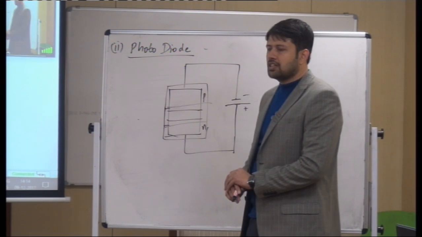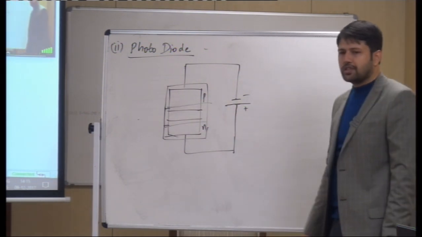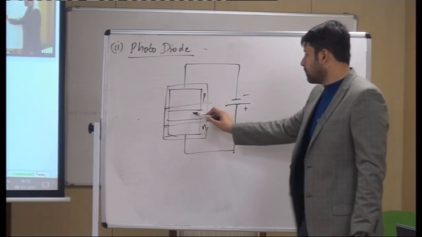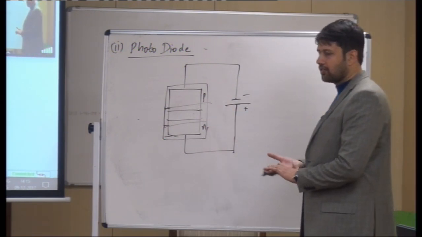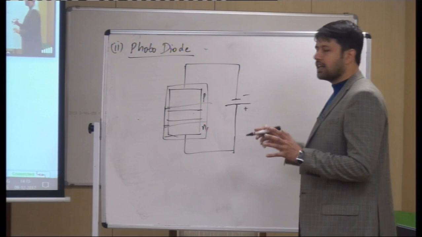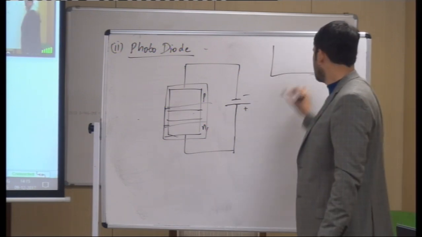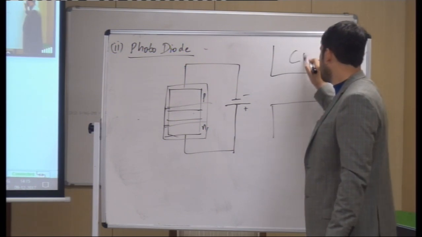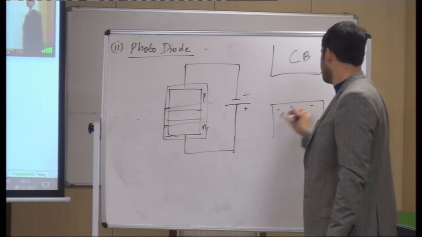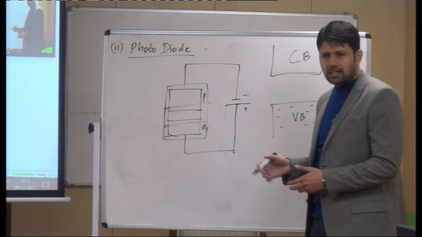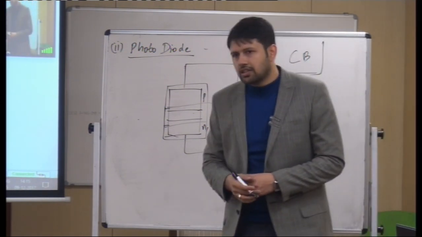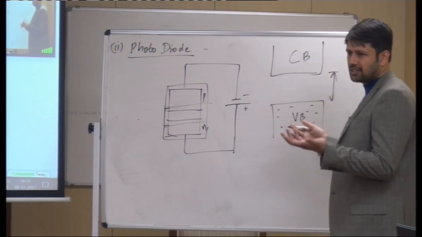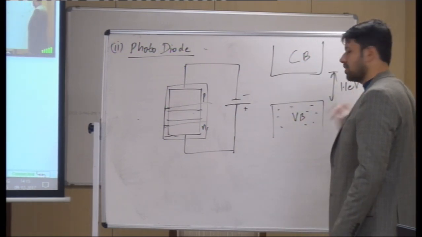Since it is in reverse mode, there would be no majority charge carriers for the depletion layer. But if I draw the band diagram, this is the conduction band, this is the valence band, which is filled with electrons. The electrons are still there, they are bonded. And the band gap is as per the need, let us assume it is 1.1 electron volt.